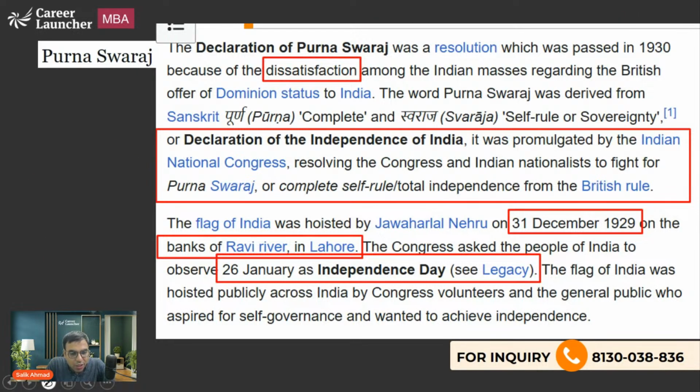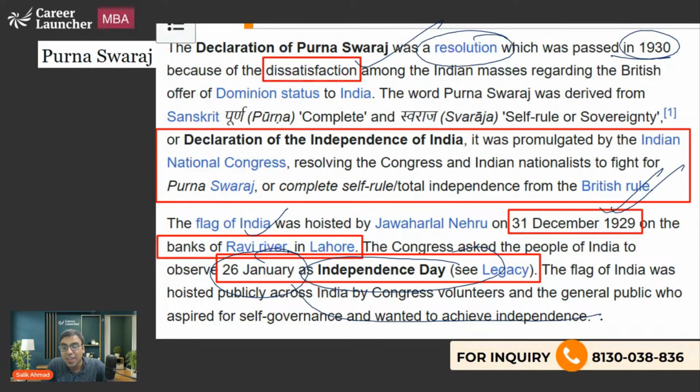If you see it carefully, the declaration of Poorna Swaraj was a resolution passed in 1930 because of the complete dissatisfaction of the Indian masses against the British. Okay. So in December 1929, the Lahore session happened on the bank of Ravi River. And on 26 January was celebrated as Independence Day, 26 January 1930, a Total Independence Day.